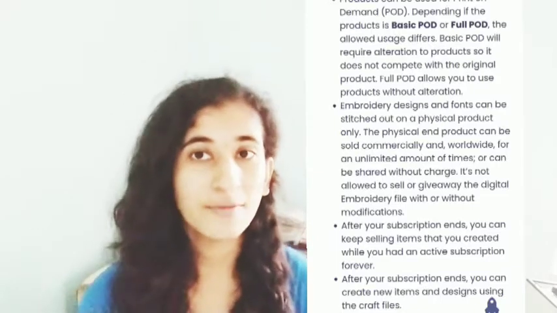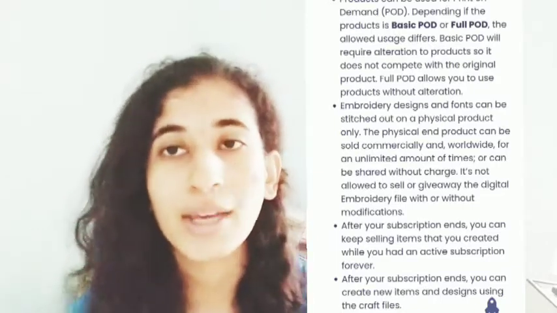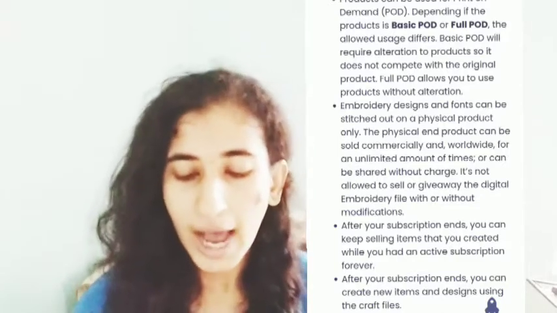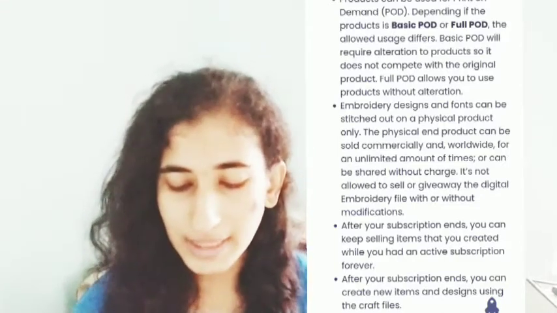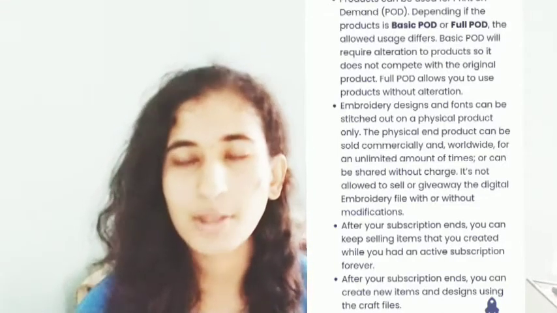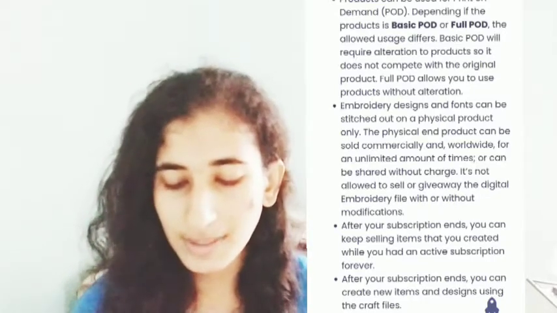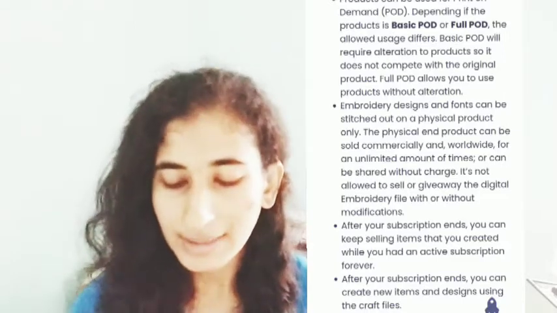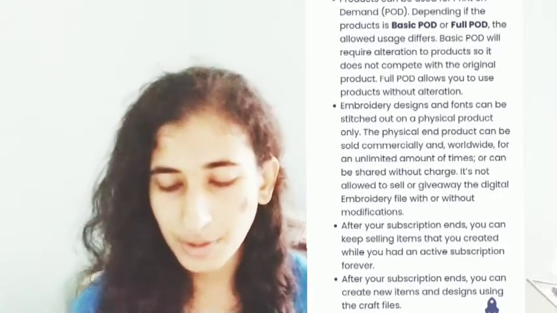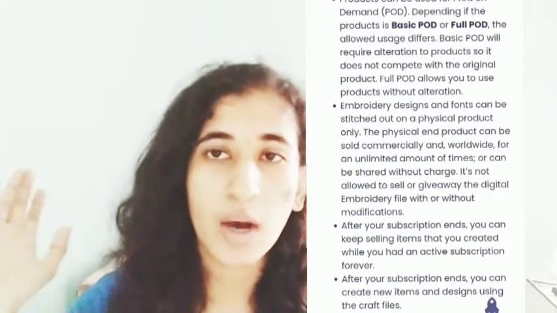With embroidery designs and fonts, you can't use them digitally. You can only use them on the physical product. After your subscription ends, you can keep selling the items that you created while you had an active subscription forever. After your subscription ends, you can't create new items and designs using the craft files. This license is valid worldwide, no attribution is required. So these are the things that are covered in the subscription license of Creative Fabrica.